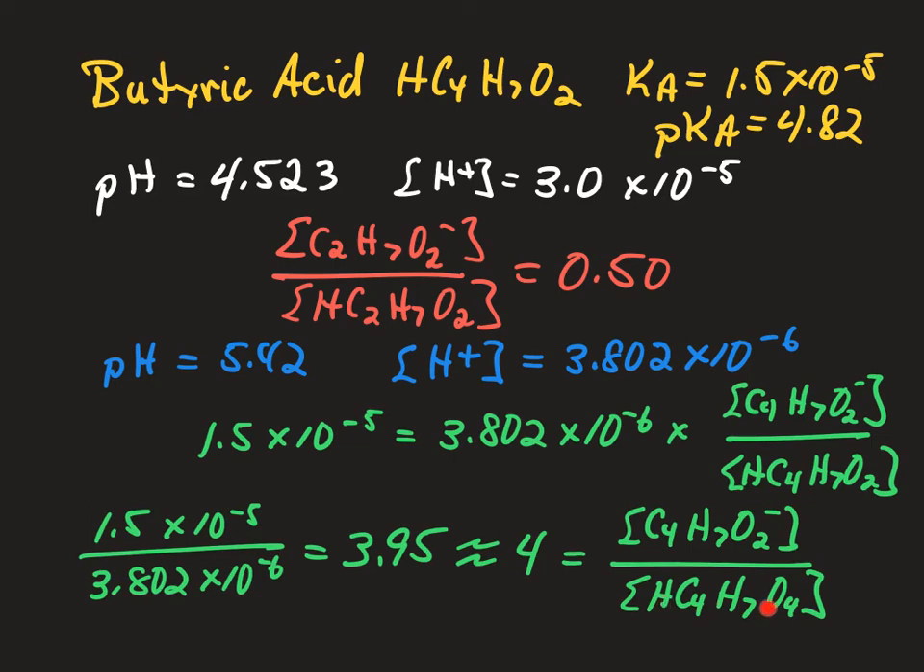So that is a qualitative comparison you should be able to make. You should be able to just look at the value of the pH and compare it to the pKa and know whether this ratio is going to be less than 1 or whether this ratio is going to be greater than 1. Okay? That's something you should be able to do.